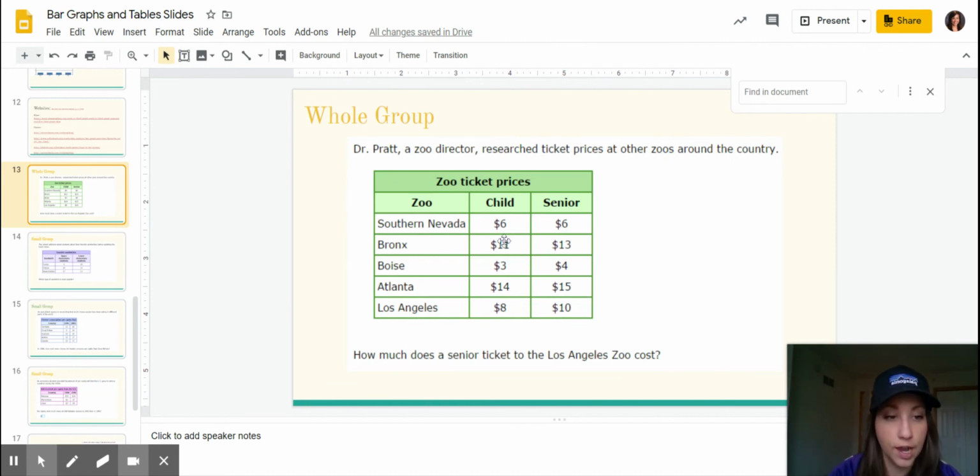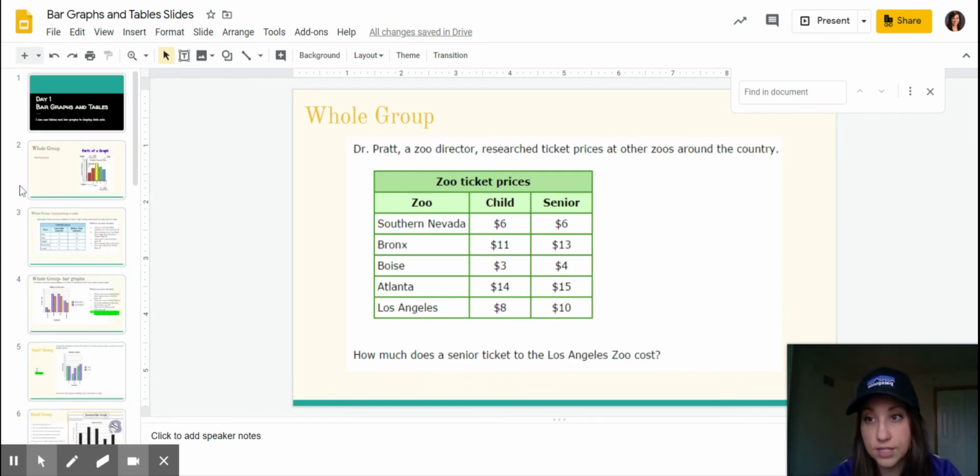Check out this one. I'm going to read it the same way I read the others. Read the title first. Zoo ticket prices. We have zoos going down, child, senior. How much does a senior ticket to the Los Angeles Zoo cost? Ugh, I said that wrong. So I find Los Angeles, I follow it over, senior ticket, $10.